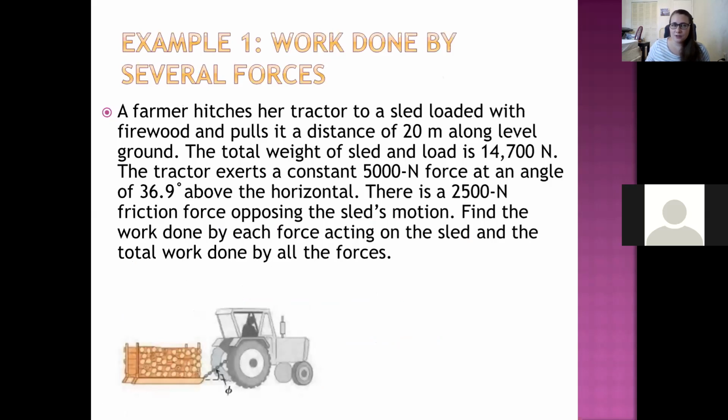Okay, so here's official example 1, work done by several forces. A farmer hitches her tractor to a sled loaded with firewood and pulls it a distance of 20 meters along level ground. The total weight of the sled and the load is 14,700 newtons. The tractor exerts a constant 5,000 Newton force at an angle of 36.9 degrees above the horizontal. There is a 2,500 Newton friction force opposing the sled's motion. Find the work done by each force acting on the sled and the total work done by all the forces.